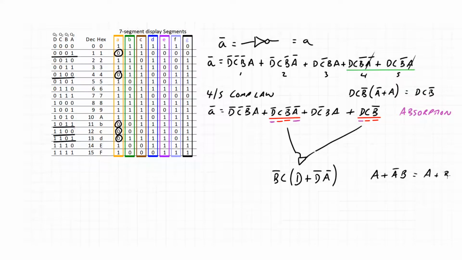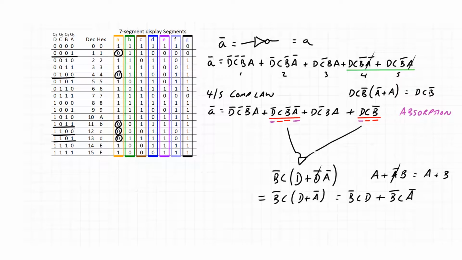And remember the absorption law, A or not A B is A or B, so you get rid of the complemented variable in the AND term. So those two terms are worth not B C into D or not A, which is not B C D or not B C not A.